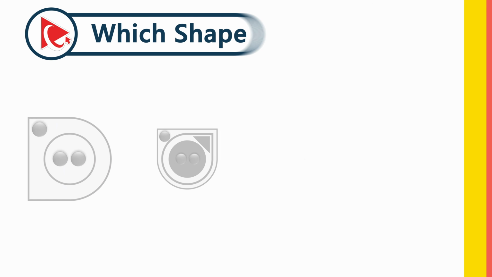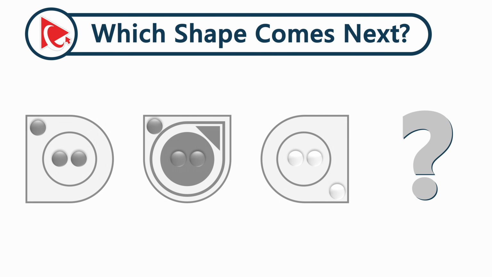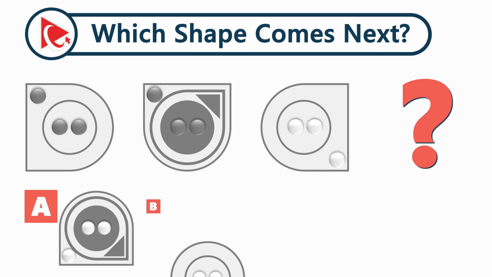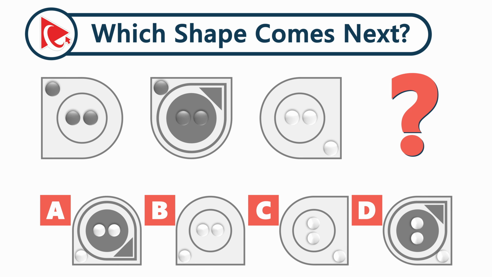You're presented with amazingly cool looking shapes. 3 shapes are present, and you need to determine which shape comes next. You need to determine the pattern for the next shape and select your answer out of 4 possible choices. Choices A, B, C, and D.